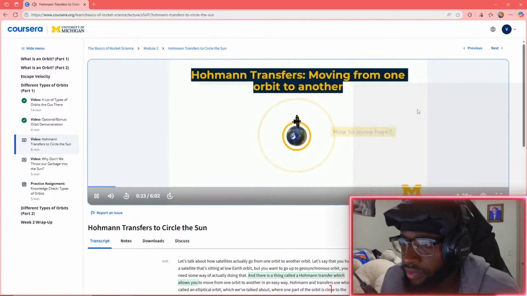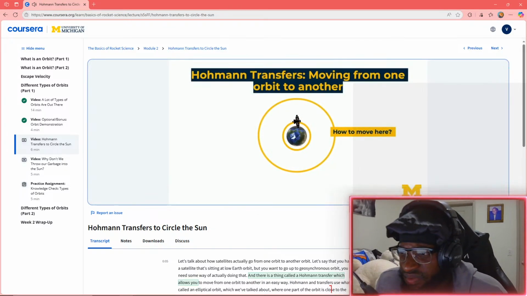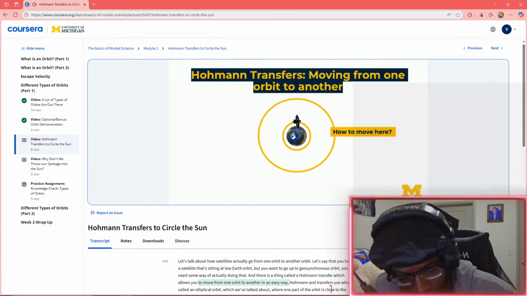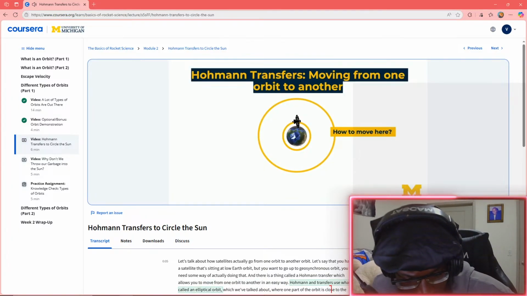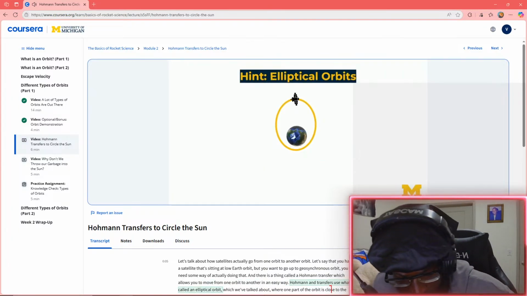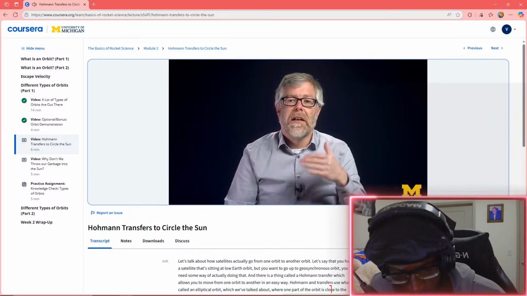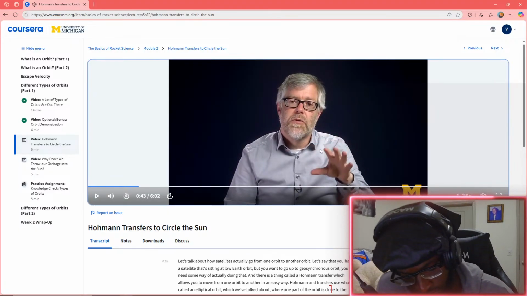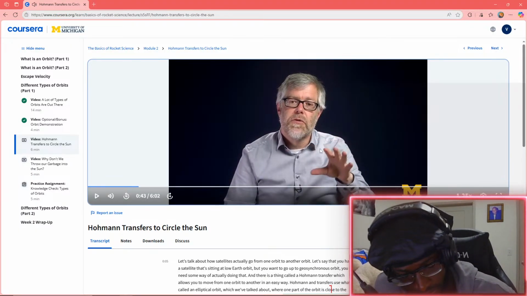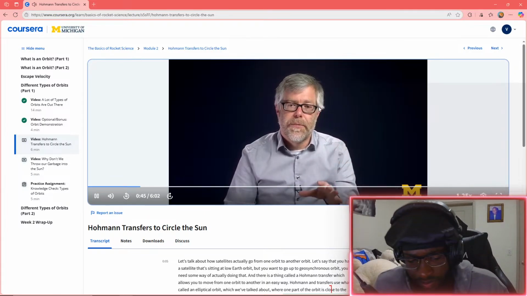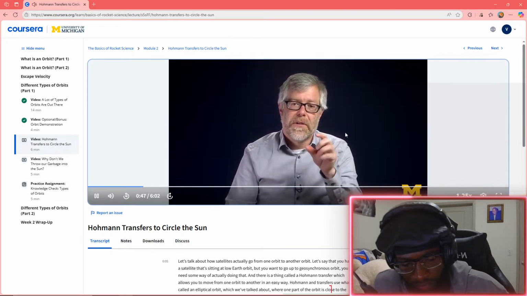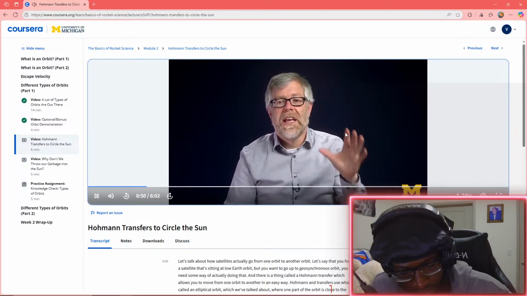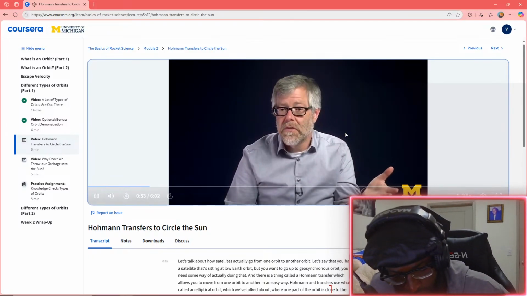is a thing called a Hohmann transfer, which allows you to move from one orbit to another in an easy way. Hohmann transfers use what's called an elliptical orbit, which we've talked about, where one part of the orbit is close to the Earth and one part of the orbit is far away from the Earth. And you can basically use the property of an elliptical orbit to go from, say, a low Earth orbit to a high Earth orbit, or a geosynchronous orbit, if you will.